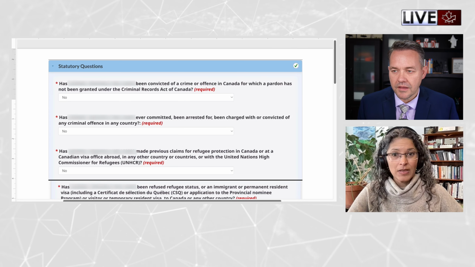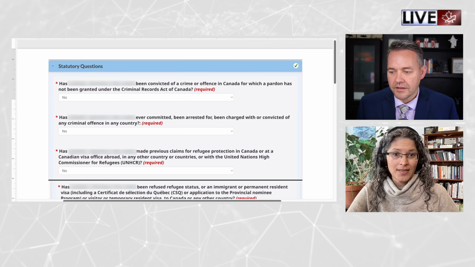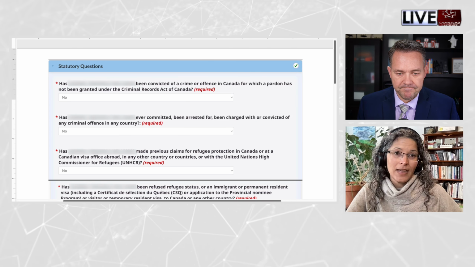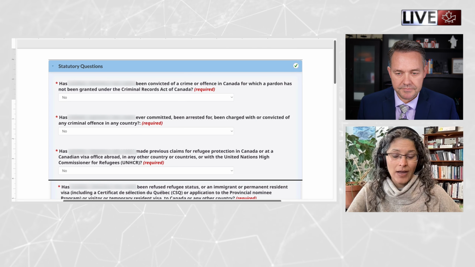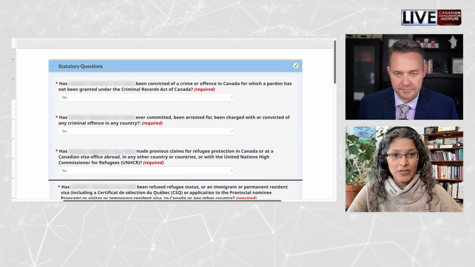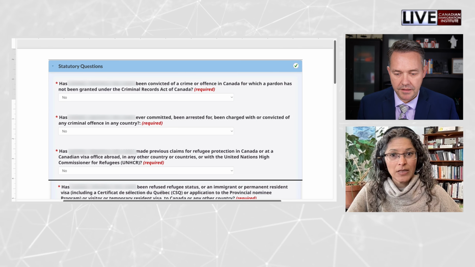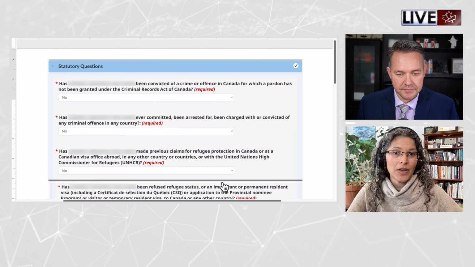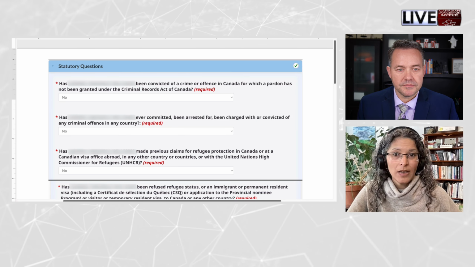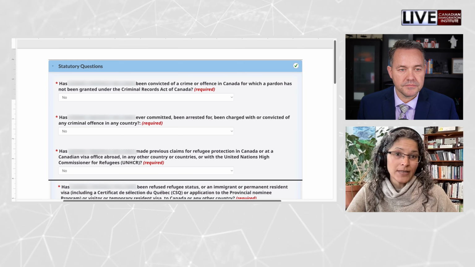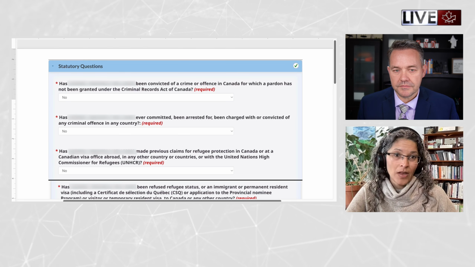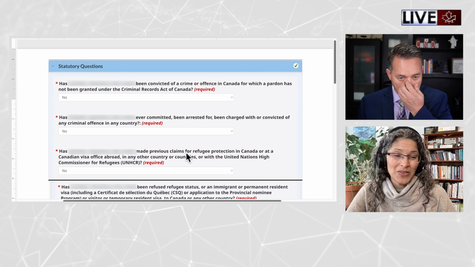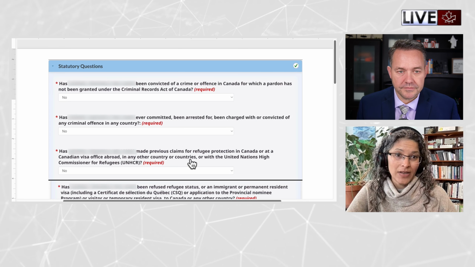So this is not just a conviction, right? Keep in mind that they say committed. There's a whole section under the Immigration and Refugee Protection Act in terms of criminal inadmissibility on what constitutes the commission of an offense, even if there was not a charge or a conviction. And then there's also been arrested for or charged with. So even if you were arrested and not charged, you would still need to say yes and provide information on these questions.